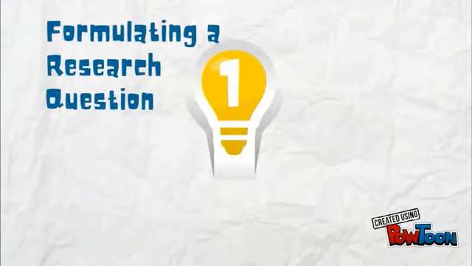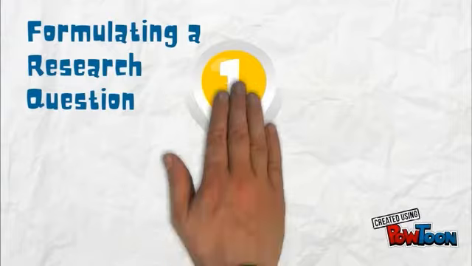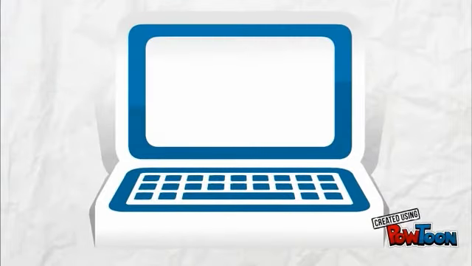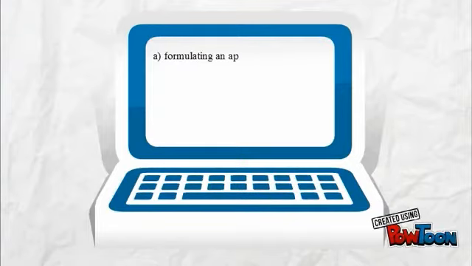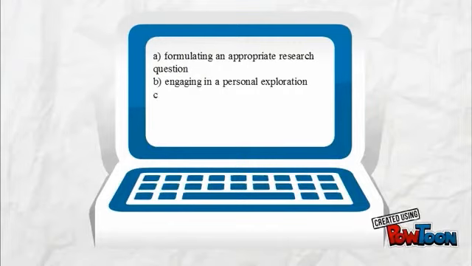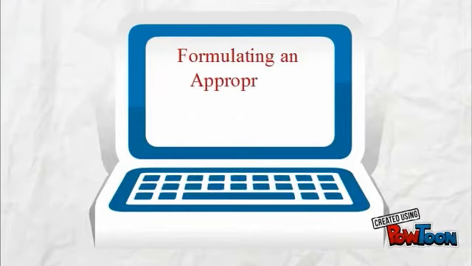Hello everybody. Today we're going to be talking about formulating a research question. First, if we turn to the IB Extended Essay Guidebook, it states, through the research process for the extended essay, students develop skills in a number of areas including formulating an appropriate research question, engaging in a personal exploration, communicating ideas, and developing an argument. Today we're going to be focused on formulating an appropriate research question.